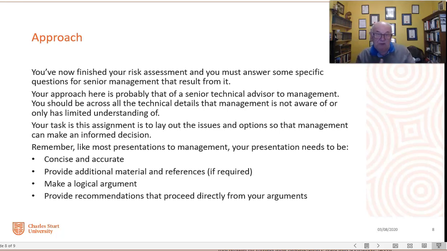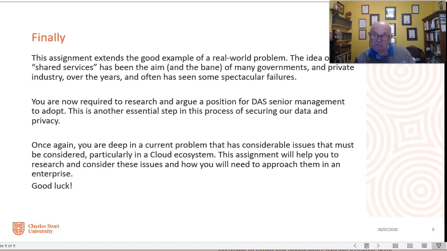Remember, like most presentations to management, you're going to have to be concise and accurate, and provide additional material and references if they're required, and that's where the speaking notes section comes in. Make a logical argument, and you will have to provide recommendations that proceed directly from those arguments.